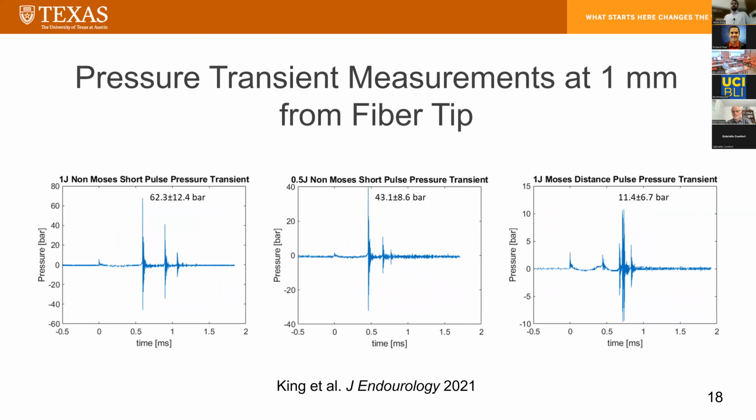We also looked at the pressure transients generated from each of these pulse modes. And here we saw a drastic difference of about 6 times the amount of pressure was generated from the non-Moses or traditional pulse versus the Moses distance pulse.